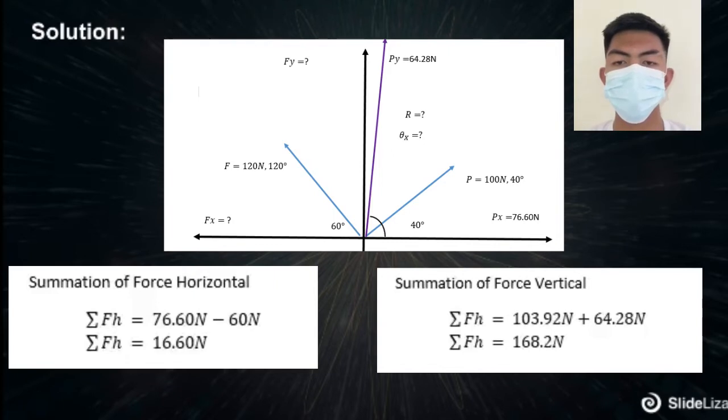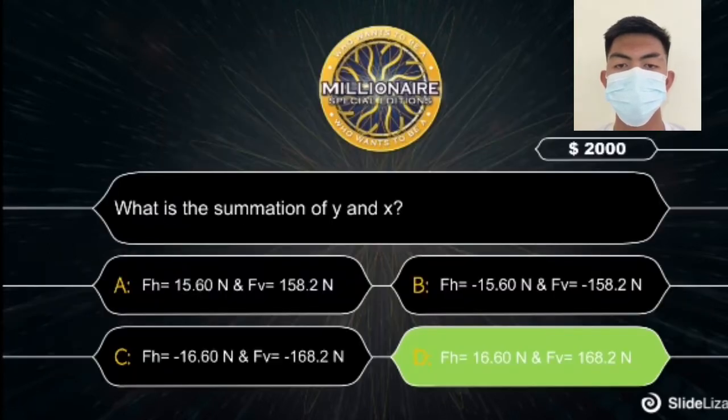Press 100, then use shift, then press the angle bar, then press 40 degrees. After that, press the plus sign, then press 120, then use shift, then press the angle bar, then press 120 degrees. After that, press the equal sign. The answer we got for the summation of force horizontal is 16.60 N, and 168.2 N for the summation of force vertical.